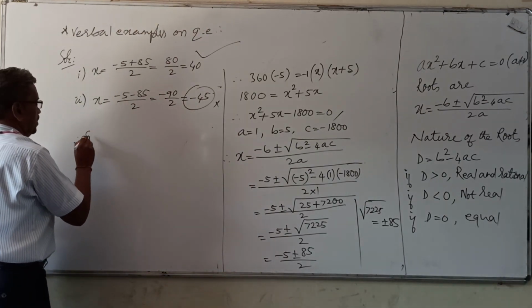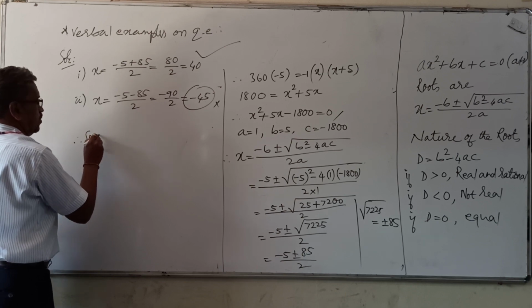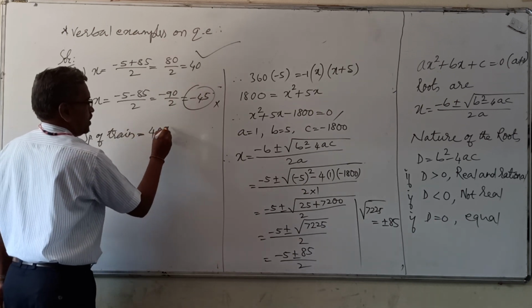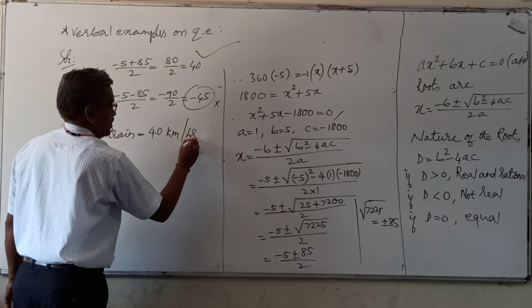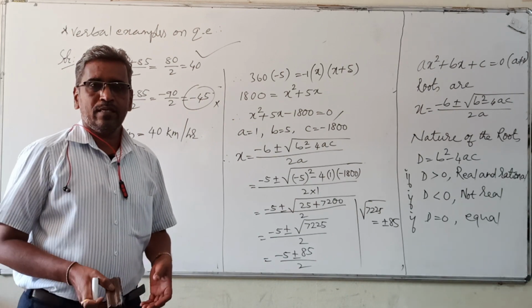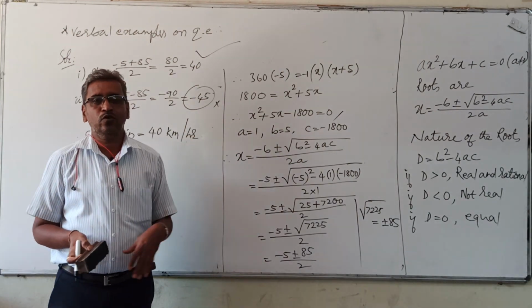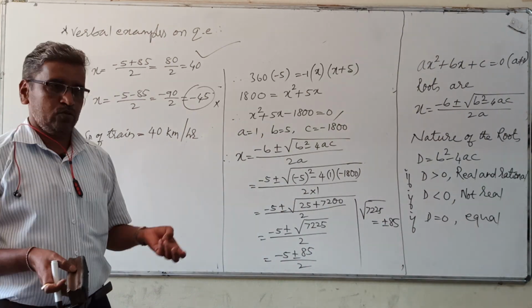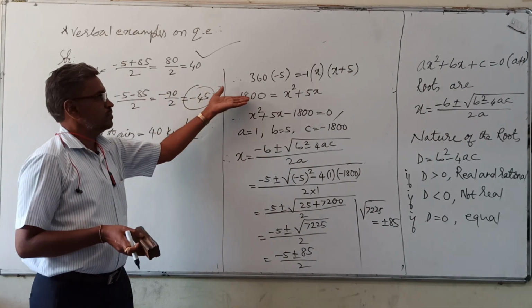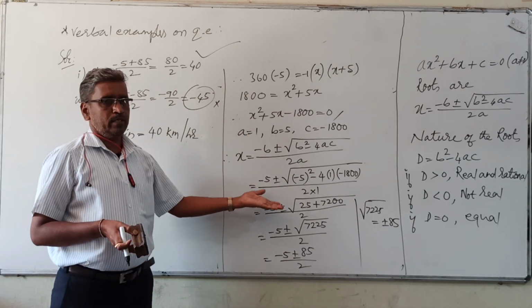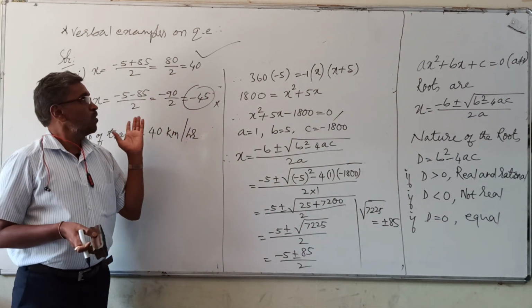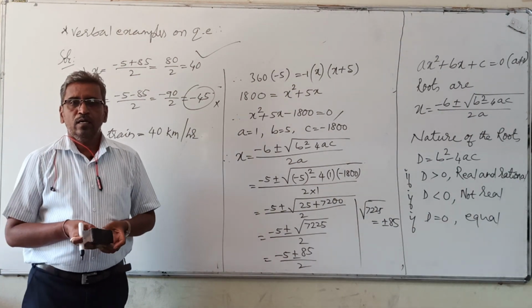Therefore, speed of train is equal to 40 kilometer per hour. This is how to solve verbal examples which you can convert in the form of quadratic equations. So, verbal examples can be related, and try to put them in the standard form. Then, using any one method, get the answers. Okay? These are the verbal examples on quadratic equations.